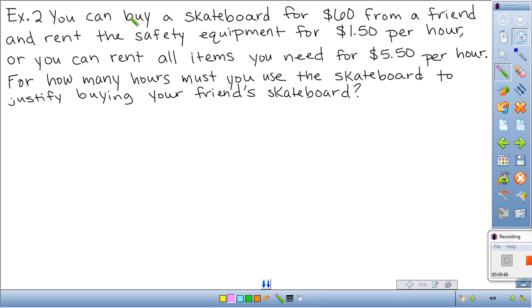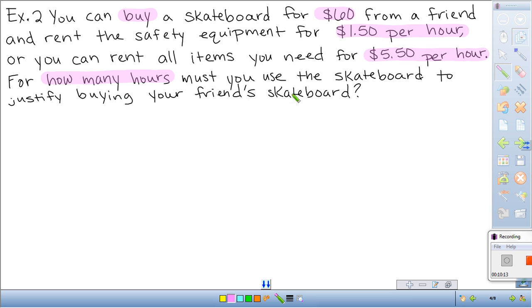One thing is you can buy the skateboard for $60 and rent the safety equipment for $1.50 per hour. Or, so this is one situation. You buy the skateboard and you rent the safety equipment for $1.50 an hour. Or you don't buy the skateboard and you just rent everything for $5.50 per hour. And they want to know for how many hours.